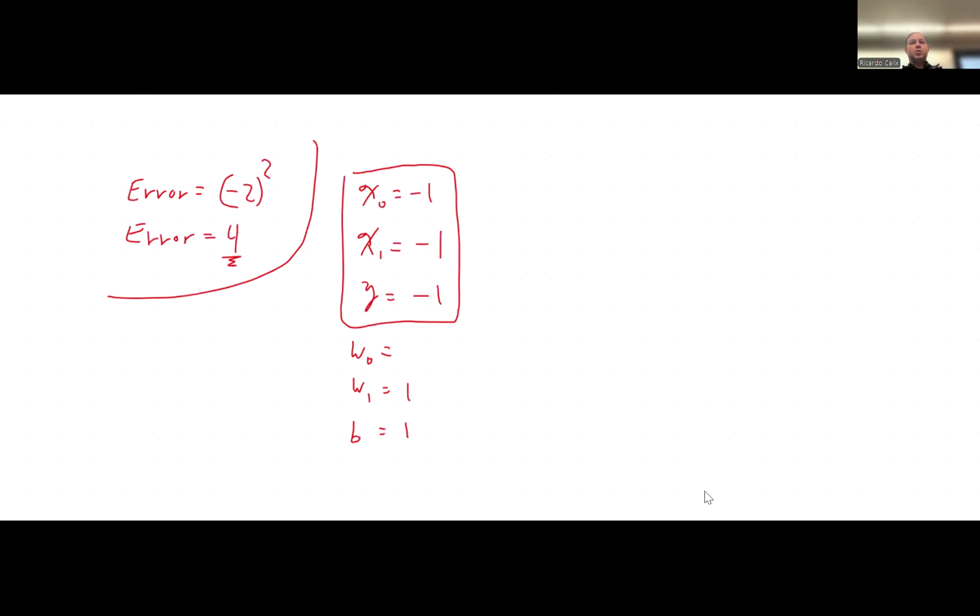The new ones, these two are still 1, and I'm just going to change one of them, the W0. Instead of -1, I'm going to change it to -0.9. Do you guys see that? Essentially, what did I do? I changed it by 0.1. Do you guys see that? That's what the neural network would need to do.